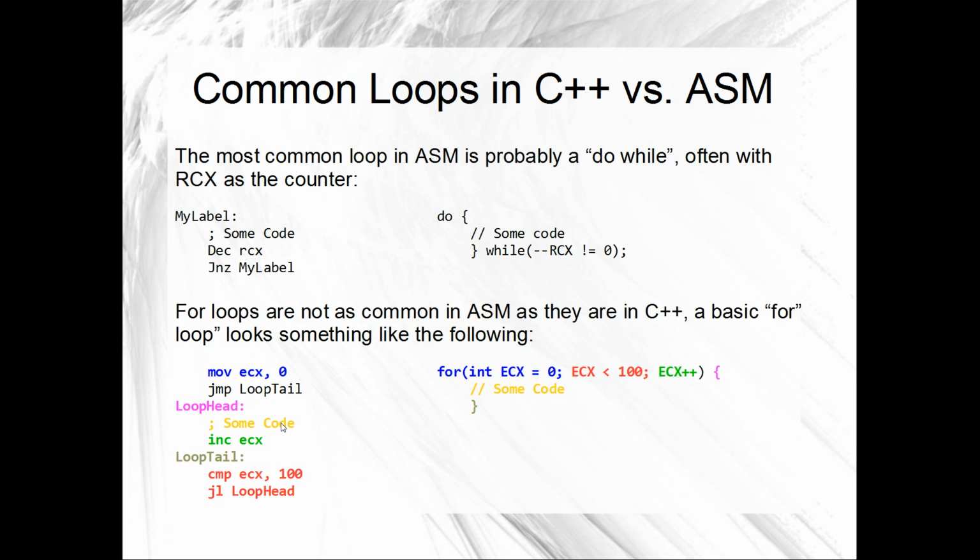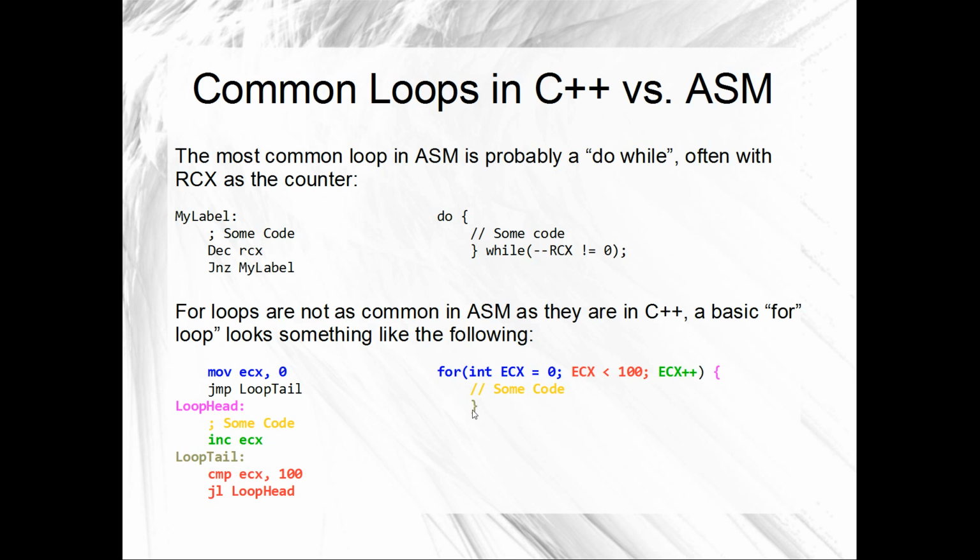Then it'll come down here to some code. This will be the body of your loop just here in yellow. This is it over here in C++. And finally, once it's run the body of the loop, you've got your inc ECX and your loop tail. I think those might actually be the other way round, but it doesn't really matter.